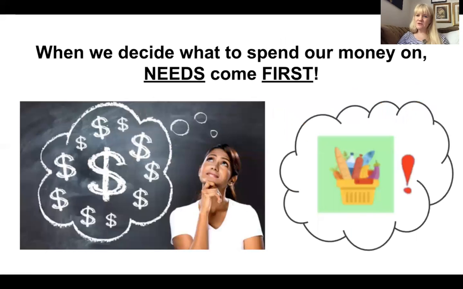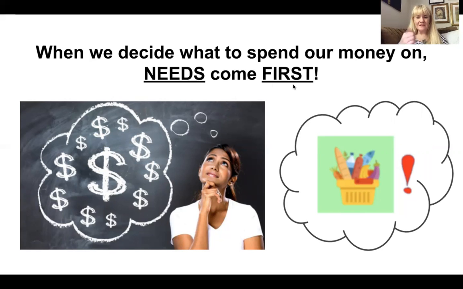Okay, so when we are spending our money, we have to learn how to put our needs first. So we have to think about what are the things that I need, and we buy those things first. So we always have enough money for the things that we need. Our needs have to come first. We can't buy things we want until after we have bought all the things that we need. That's very important. Needs come first.